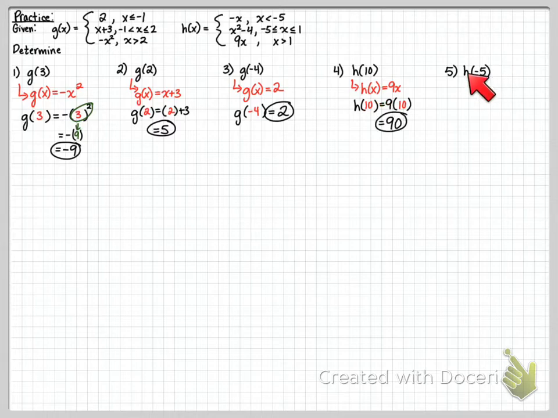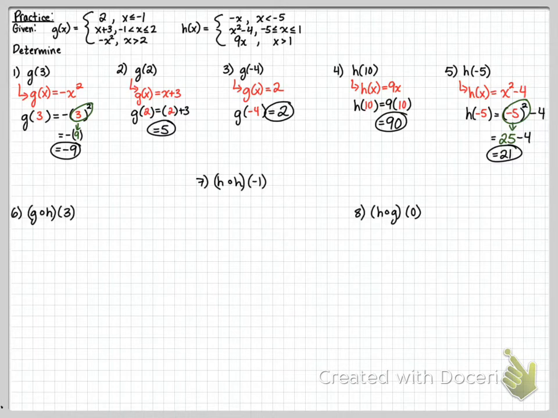And negative 5, I'm going to be looking at my h of x function. Okay, x is not less than negative 5. X is greater than or equal to negative 5. So I'm going to be using this middle function because of that equal to sign next to the negative 5. And then I'm going to plug in negative 5. Notice this time the negative goes on the inside of the parentheses because I have a negative 5. Here I had a positive 3, but the negative was on the outside. Here I have a negative 5, and there's no negative on the outside, so the negative 5 goes inside the parentheses. And negative 5 squared is 25. 25 minus 4 is 21.